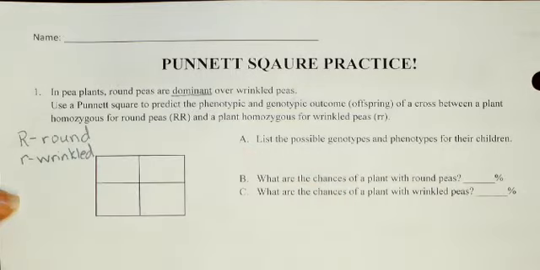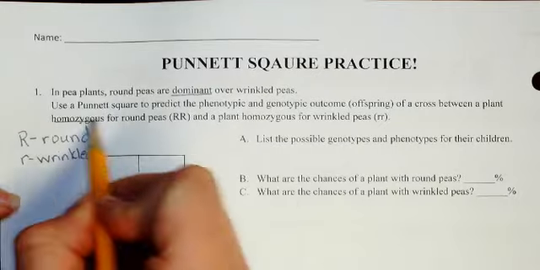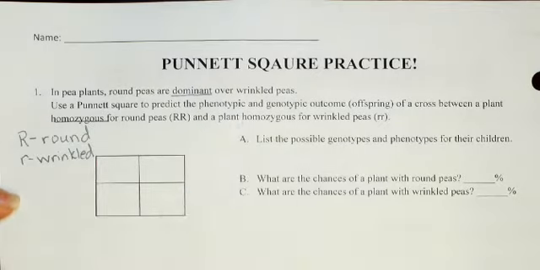Next it says, use a punnett square to predict the phenotypic and genotypic outcome, or offspring, of a cross between a plant that's homozygous for round peas and a plant that's homozygous for wrinkled peas. So this problem is a little bit easier because they already give us the letters that we're going to be using. But sometimes they might not.